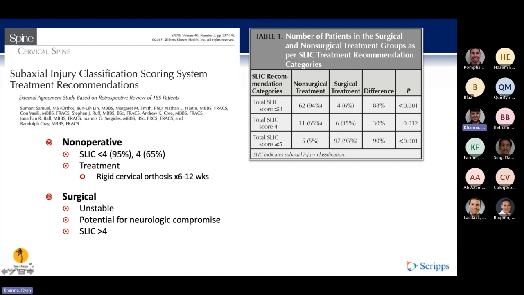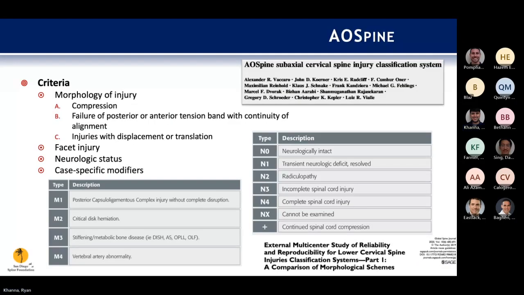And in this case, for the patients that were treated non-operatively, most of them were put into a rigid cervical orthosis for 6 to 12 weeks. However, there are some issues, and there was some poor observer reliability with this classification. So in 2016, the Vaccaro group decided to come up with a new AO Spine classification system.